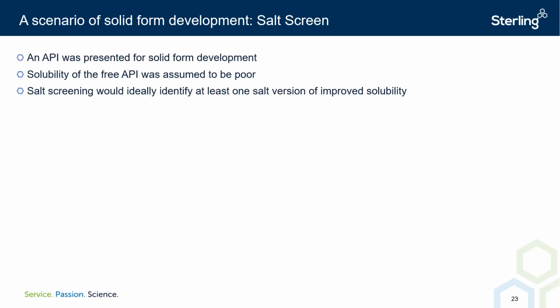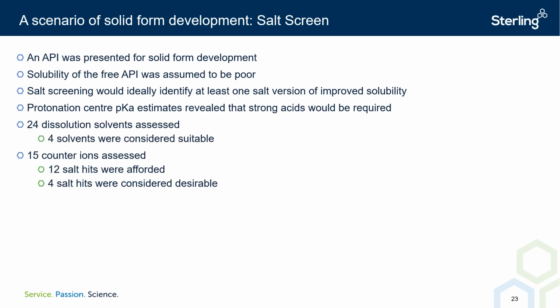An API was presented for development, clinical manufacture, and progression into formulation and drug product manufacture as a controlled solid phase. Based on the chemical structure, it was assumed that the free API would have limited aqueous solubility, and so a salt screen investigation was conducted to identify a suitable salt version or versions with enhanced solubility and, in turn, improved bioavailability. Given the structure of the API, the estimated pKa for the protonation centers was low. Therefore, only strong acidic counterions were considered likely to form suitable salts of the API.